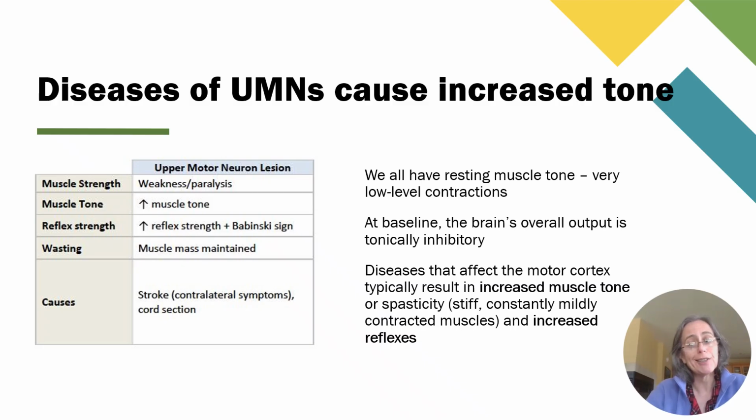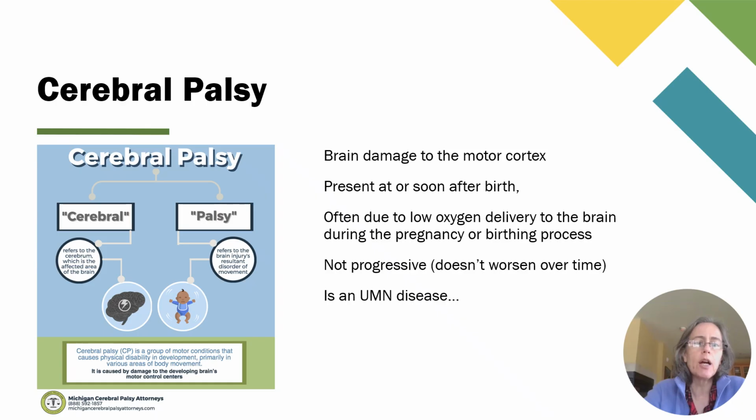Obviously, if it's affecting the cerebrum, it's going to be an upper motor neuron disease. So the first one we're going to talk about is cerebral palsy. What is this? Palsy means some type of weakness or paralysis. Cerebral, it's of the cerebrum.